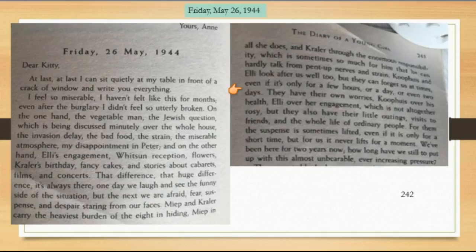So she's talking about the people that are helping them in hiding.